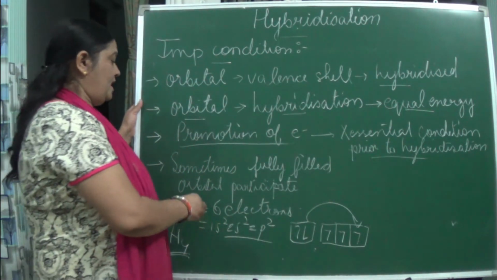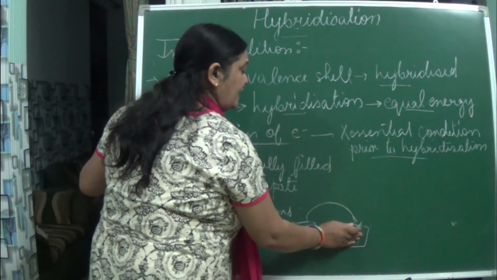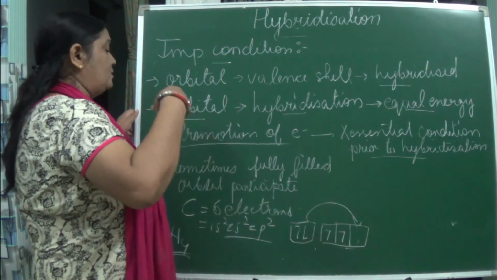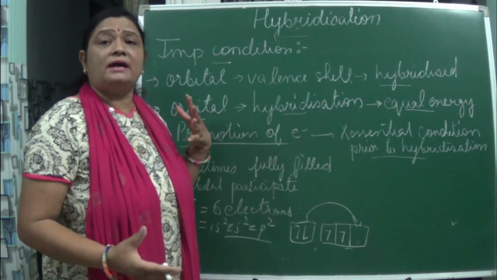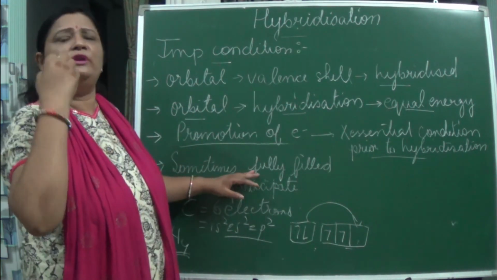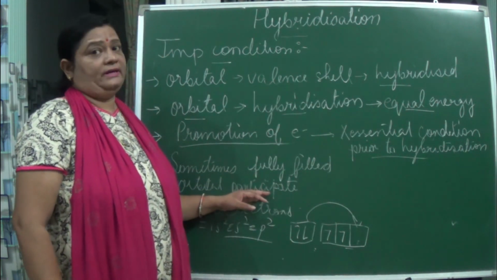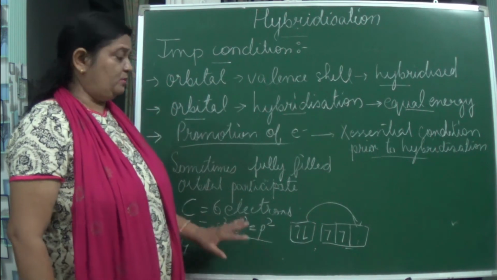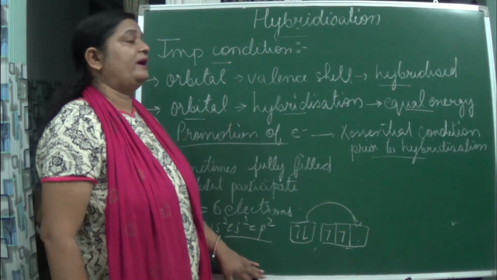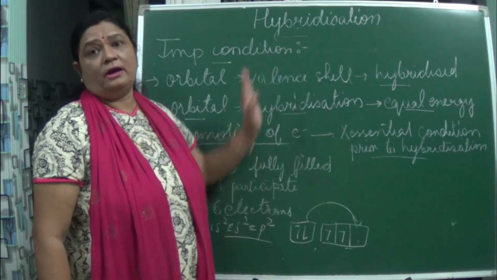Now, when we talk about hybridization, here I said this one is free, so it is half filled. It is not that hybridization can take place only if the orbitals are half filled. Sometimes even fully filled orbitals can undergo hybridization. So this is all for today about hybridization and overlapping of orbitals. I hope you have understood it. In the next video we will be studying the types of hybridization.